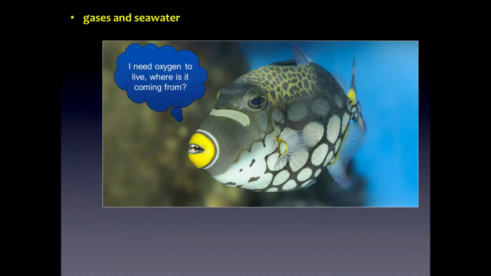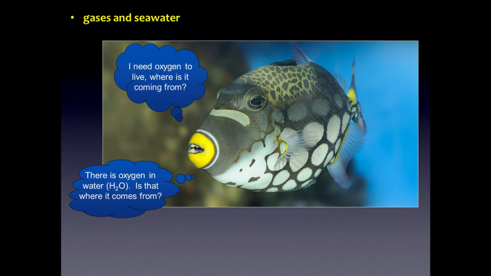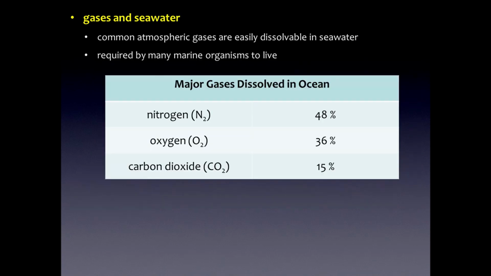Not only do we have dissolved solids within seawater, but we also have dissolved gases. The presence of dissolved gases is really important, especially in terms of life. Fish need oxygen to live. Where is this oxygen coming from? If we were to analyze seawater, we would find oxygen dissolved in the water. Not only do we have oxygen dissolved in seawater, but we also see nitrogen and carbon dioxide. These are common atmospheric gases, and they are easily dissolvable in seawater.